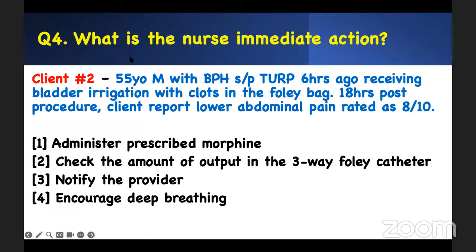Now we're picking on number 2. Number 2, because that one is straightforward, right? He's a 55-year-old. He had TURP 6 hours ago, receiving bladder irrigation with clot in the bag. 18 hours post-surgery, client reports lower abdominal pain, 8 out of 10. This is still prioritization. This is still test-taking strategy. This is still counting. This is still thinking, analyzing the question in the right way. Patient just had surgery, transurethral resection of the prostate, and it's 18 hours and he's still reporting abdominal pain.